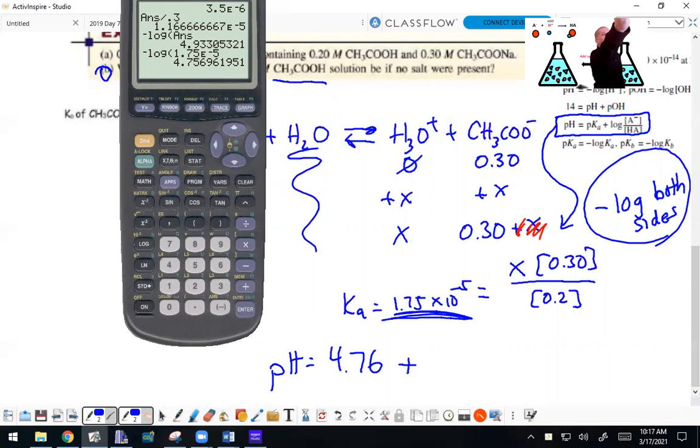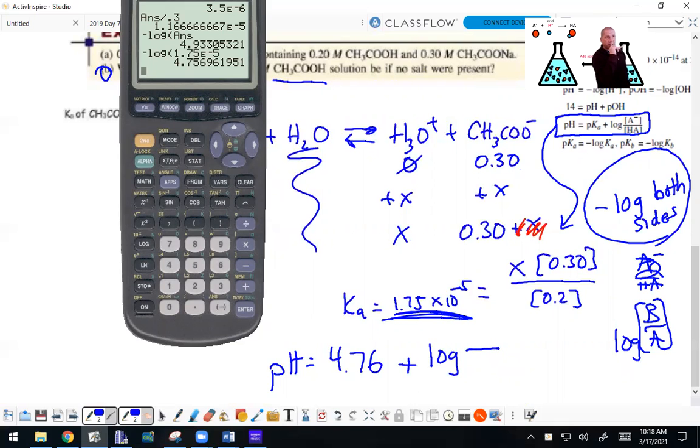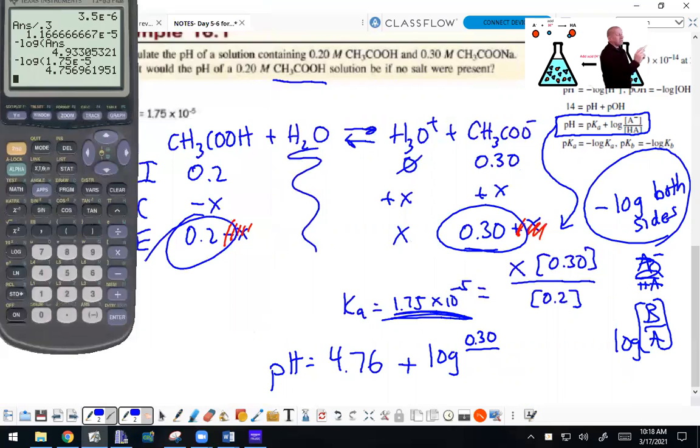Plus, now we need the log of the, so the formula is it's the log of the base over the acid. They have it as A minus, which is the base, over HA, which is the acid, base over the acid. So we're going to take the log of the molarity of the base over the molarity of the acid. Well, the base is 0.3 and the acid is 0.2, which if you can imagine, we're taking the negative log of both sides. So it's the negative log of 0.3 divided by 0.2.